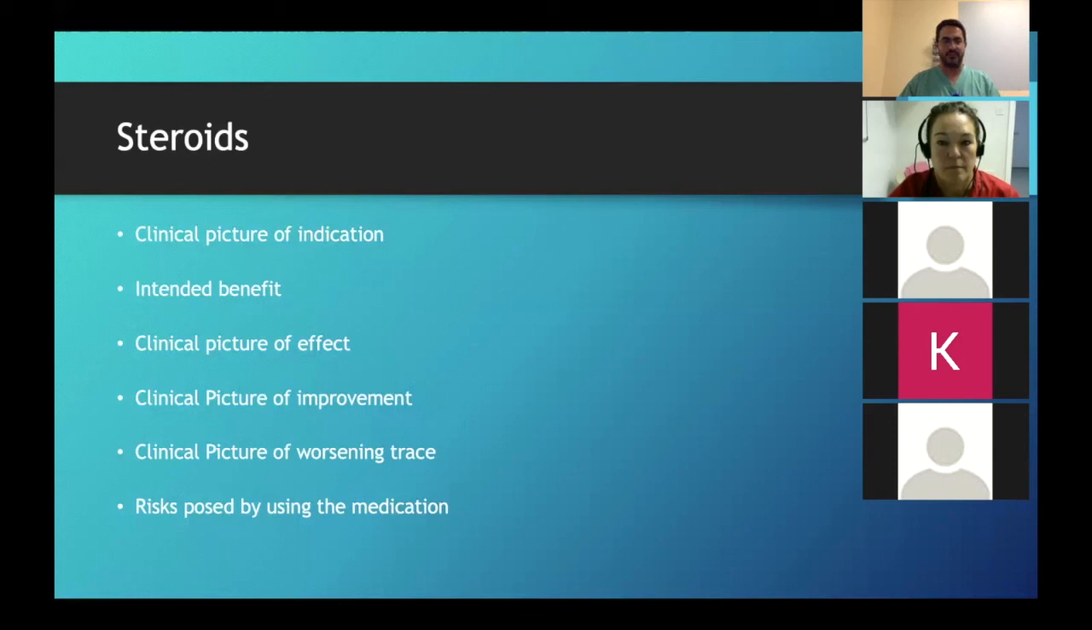Yeah? Mm-hmm. What effect would it show on the trace after you had steroids? It makes the baby a bit more sleepy. There's less cycling. Okay. Yeah? Okay.